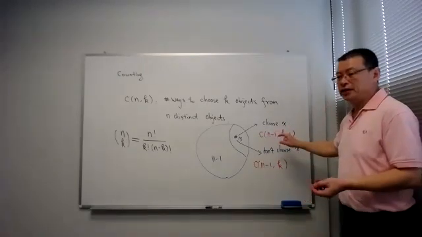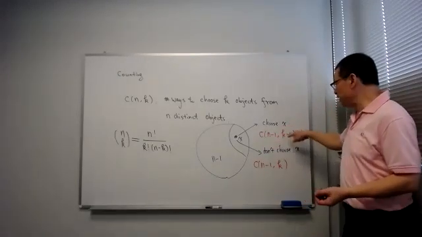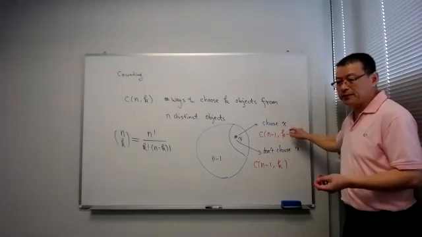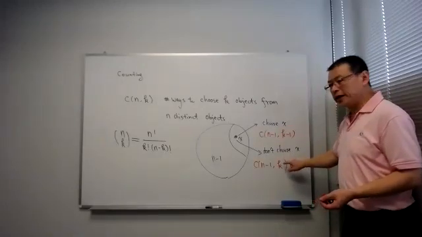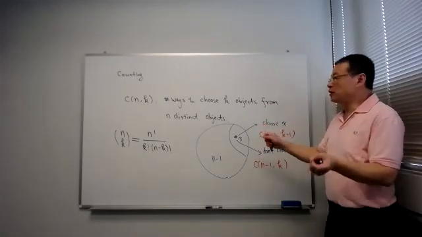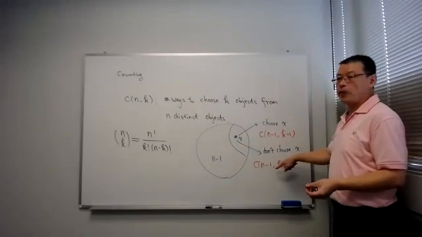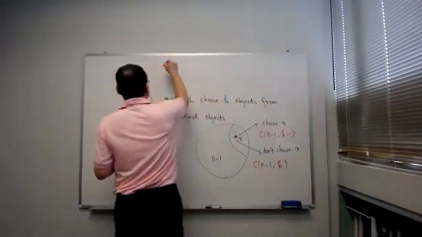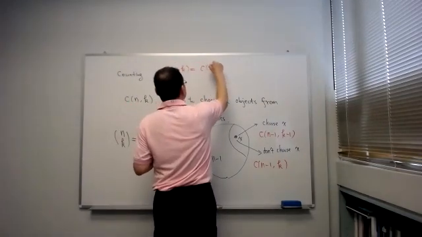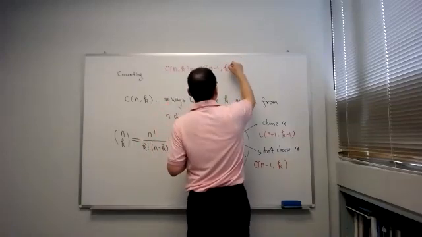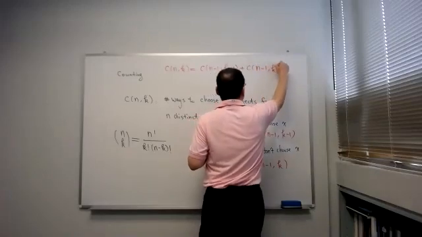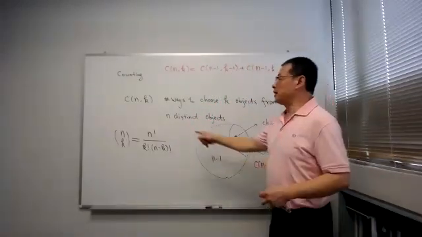And they're totally different. There is no overcounting, because here every k subset involves x. Here no k subset involves this x. So therefore they're totally disjoint. The total number of different ways is just the summation of these two. So that gives us the calculation. Okay, so that's the recurrence relation for this one.